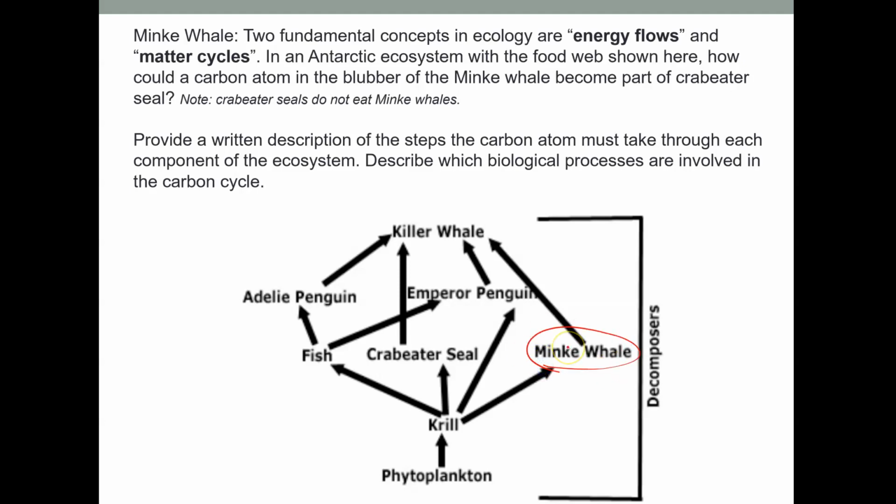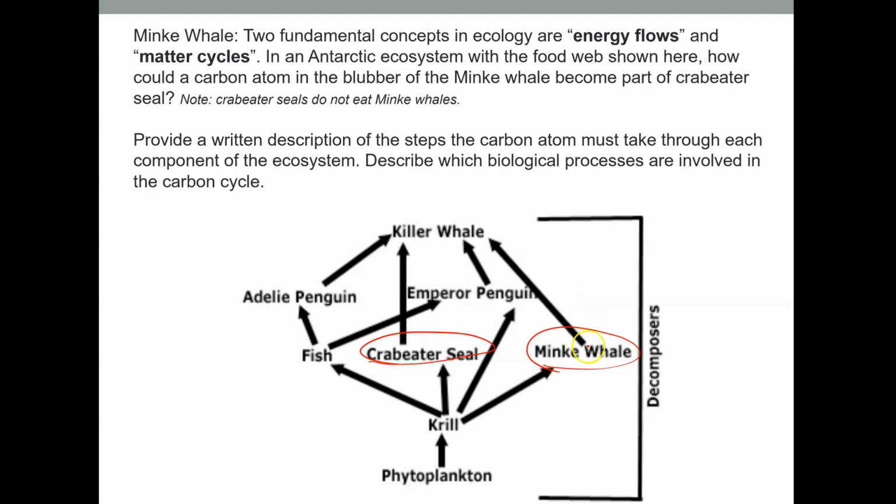Okay, so we're here. Right? We're a minke whale and we have lots of blubber. We have lots of fat. And of course, fat has a lot of carbon atoms in it. So we're a carbon atom in a fat molecule in a minke whale. So how could we get to be part of a crab eater seal? That's the question. Well, let's see where that carbon atom can move.